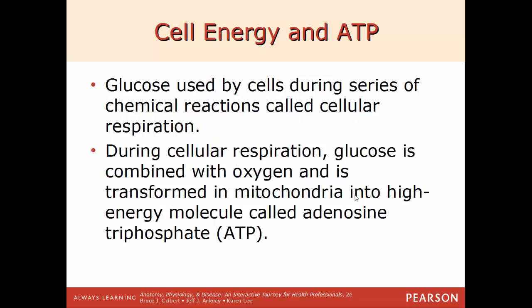Now, glucose gets used by your cells through a very long series of reactions called cellular respiration. During this process, glucose is combined with oxygen and is transformed within the mitochondria of your cells into a very high energy molecule called adenosine triphosphate, usually abbreviated ATP. It is this compound that supplies your cells, and then you, with energy to function. So if glucose isn't there, then ATP can't be made efficiently. If mitochondria aren't working properly, then ATP can't be made properly. So without this compound, most of the metabolic reactions in your body can't happen.